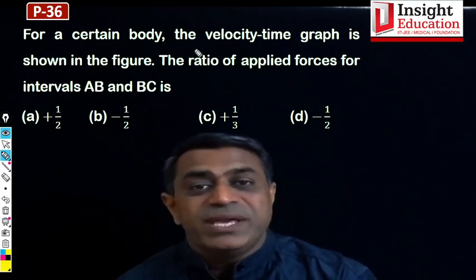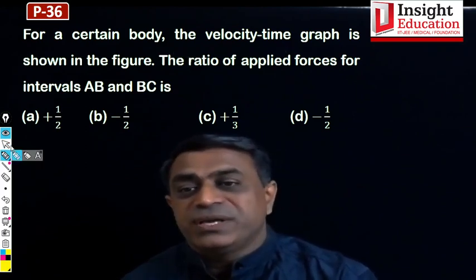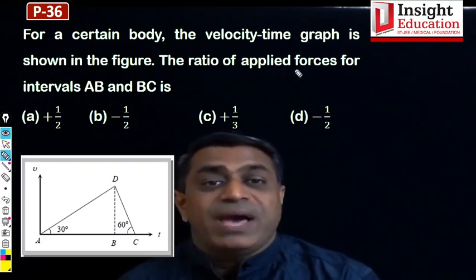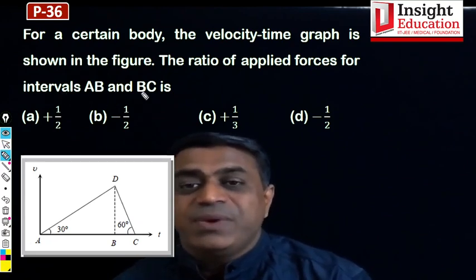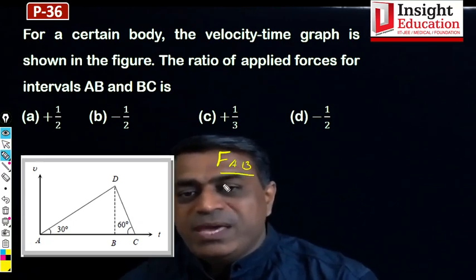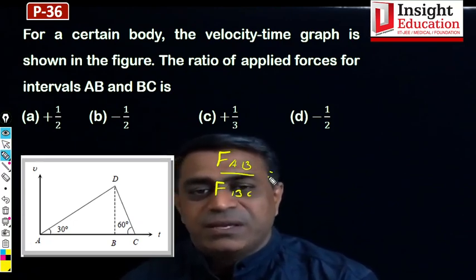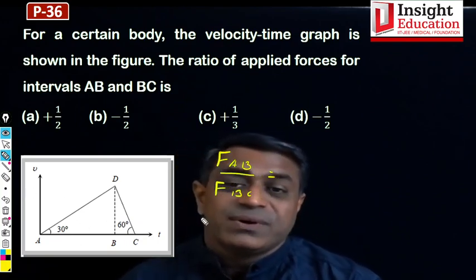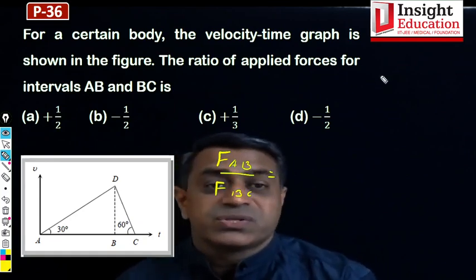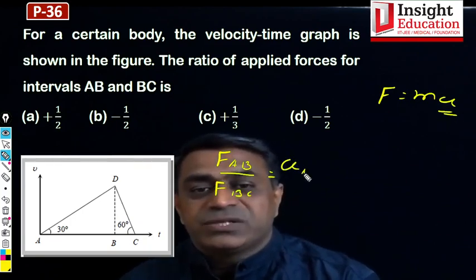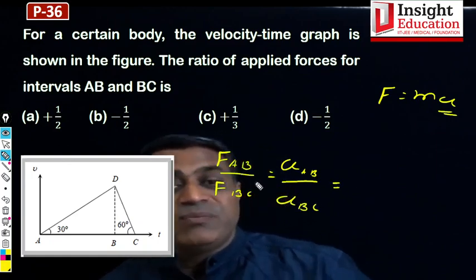For a certain body, the velocity time graph is shown in the figure. Find the ratio of applied forces for interval AB and interval BC. How can we find the ratio of forces? Force is equal to mass into acceleration. So ultimately we have to find the average acceleration during AB and the average acceleration during BC.